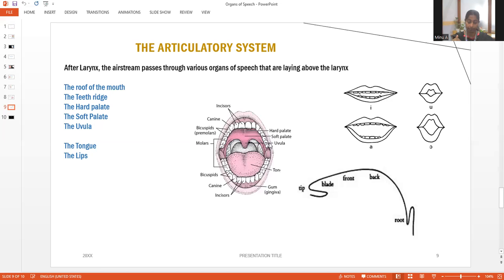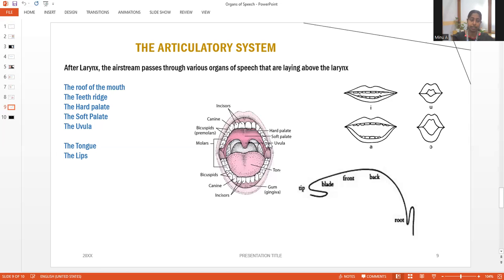blade of the tongue. And the extreme tip of the blade is called the tip. The tip and the blade together are known as the apex. The part of the tongue that lies opposite to the hard palate is known as the front of the tongue. And the part of the tongue which lies opposite to the soft palate is known as the back of the tongue. So basically three divisions are there: blade, tip, front, back and apex. These are the divisions we study when we are analyzing the tongue in the organs of speech.